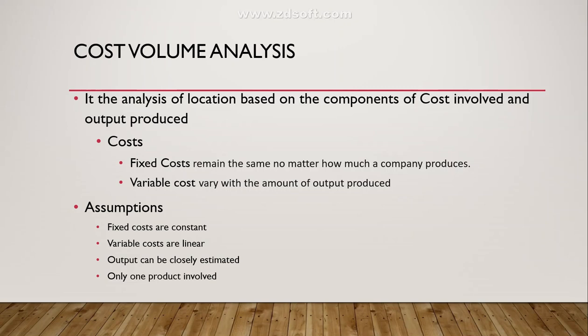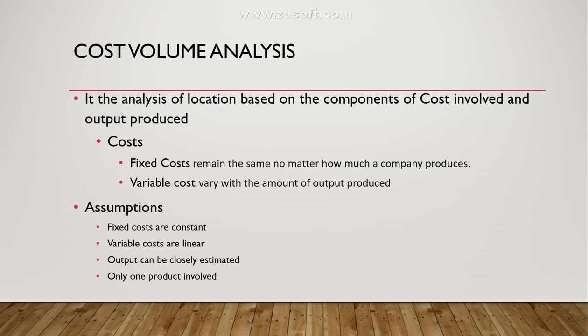Examples of fixed costs are equipment and buildings. Variable cost depends on the raw materials and the labor wages being paid. This differs with the number of volumes being produced. And the assumptions are: fixed costs are constant, variable cost is linear, we have a clear picture of output, and only one product is involved in the production system. So this is the overview of cost analysis.